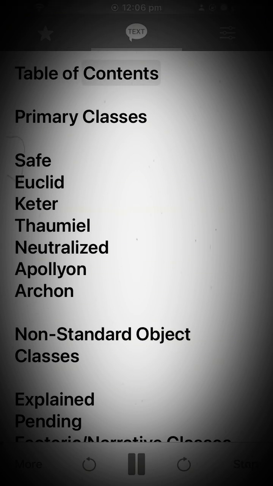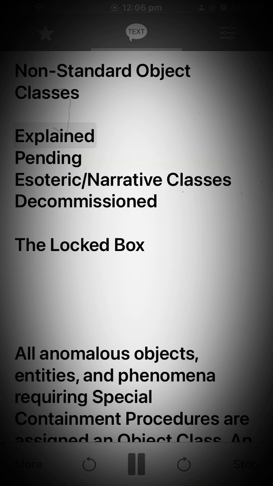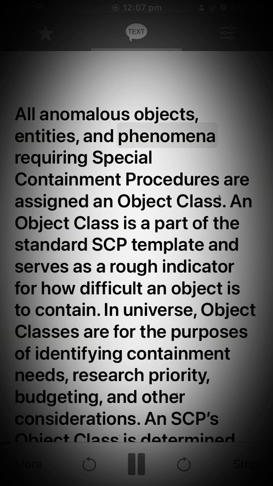Table of contents. Primary classes: Safe, Euclid, Keter, Thaumiel, Neutralized, Apollyon, Archon. Non-standard object classes: Explained, Pending, Esoteric narrative classes, Decommissioned. The locked box. All anomalous objects, entities, and phenomena requiring special containment procedures are assigned an object class.